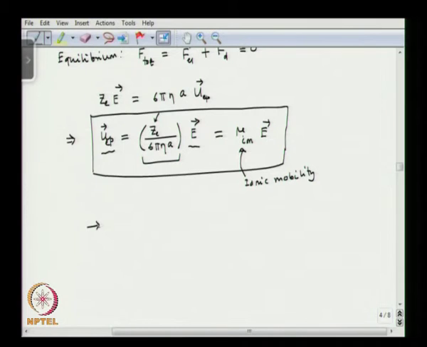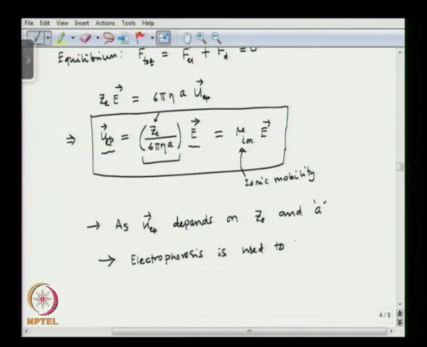So as the electrophoretic velocity depends on the charge and the size of the particle a, electrophoresis is used to separate bioparticles such as DNA and also proteins, okay.